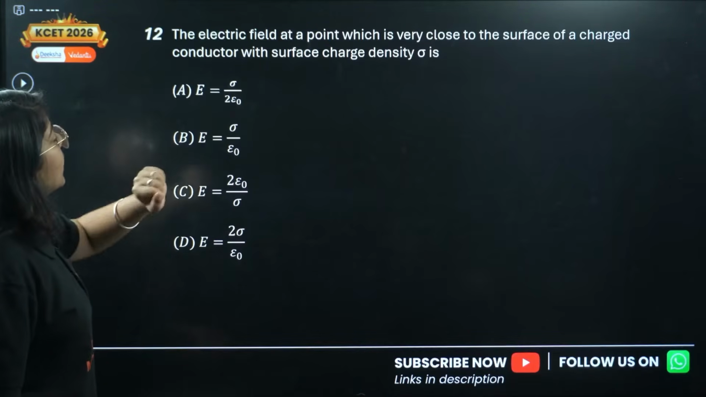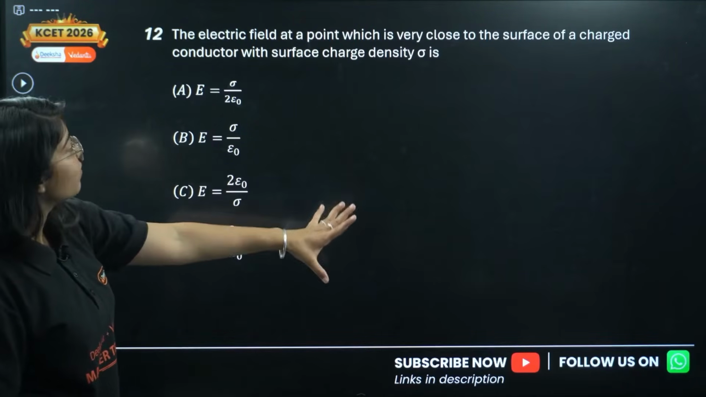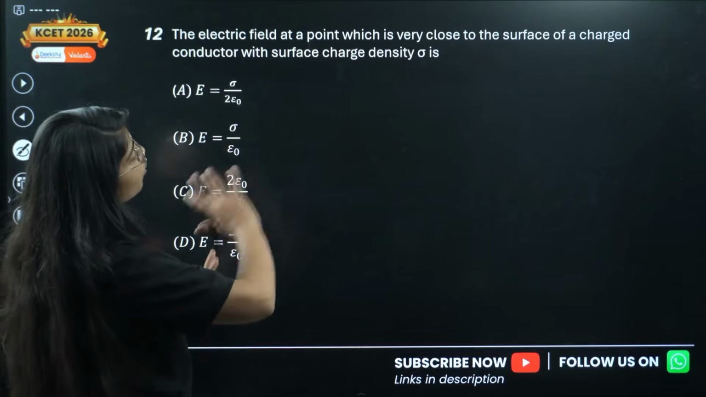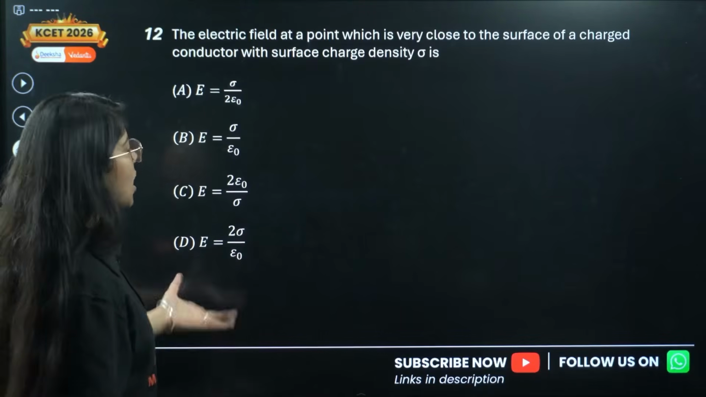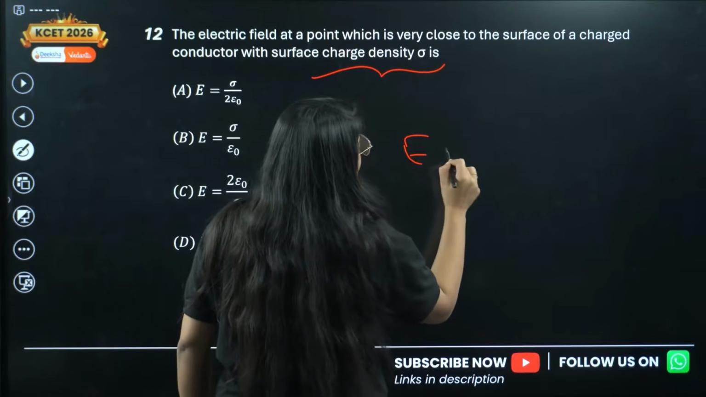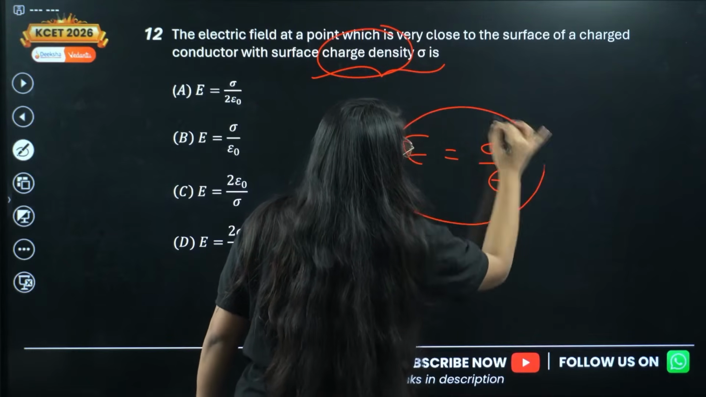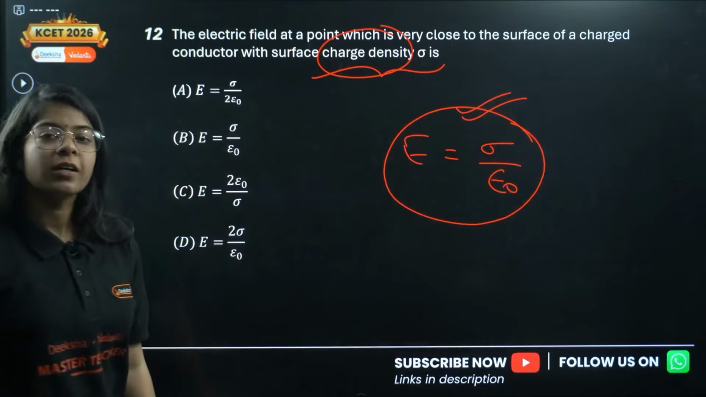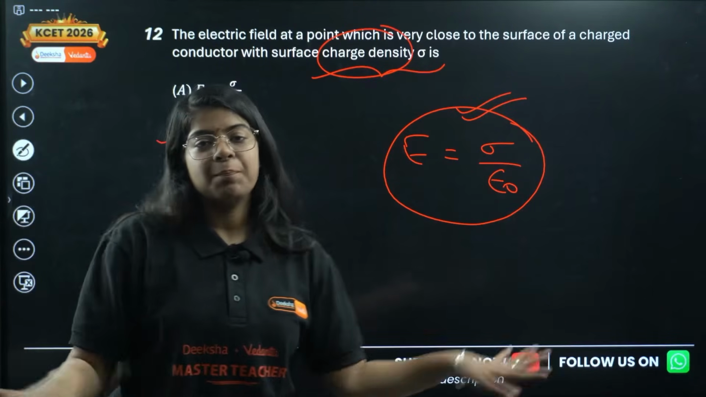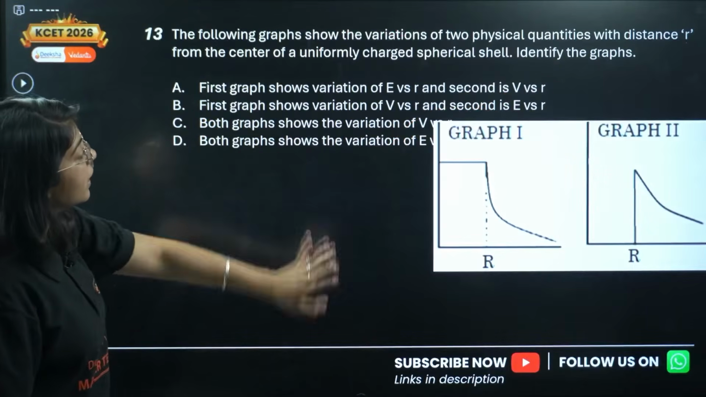Next question. The electric field at a point which is very close to the surface of a charged conductor with surface charge density sigma. This is basically a clear-cut definition. The electric field in the form of surface charge density will be simply sigma by epsilon naught due to a charged conductor. So, it will be sigma by epsilon naught.